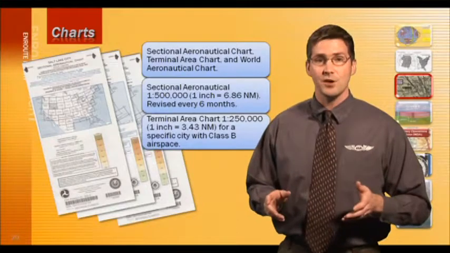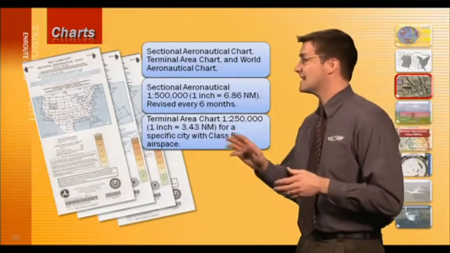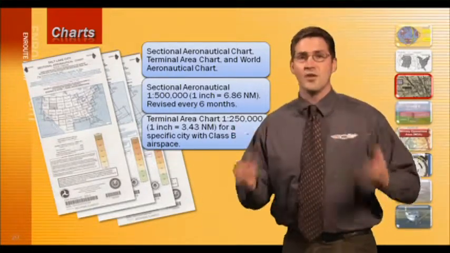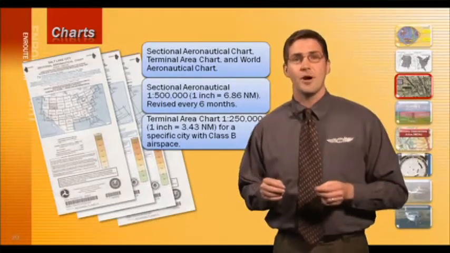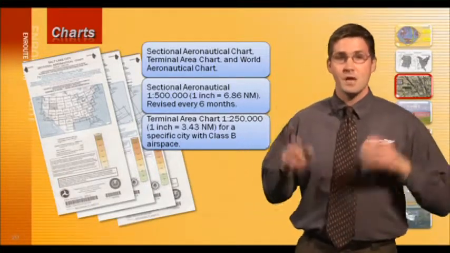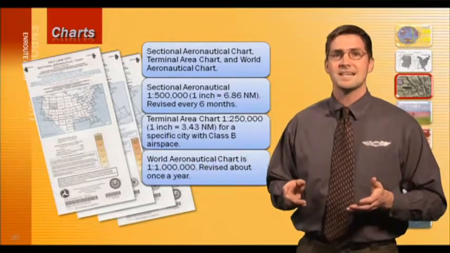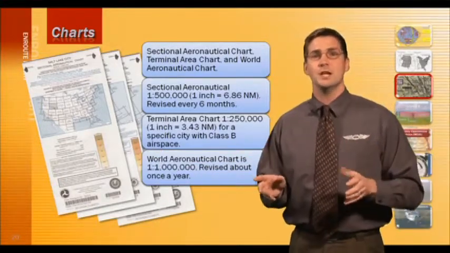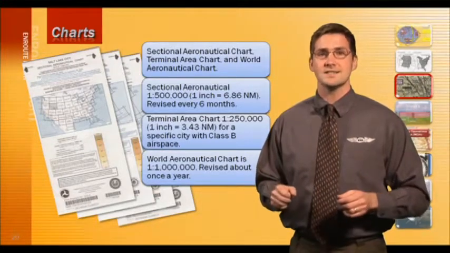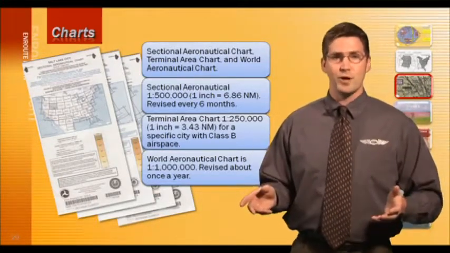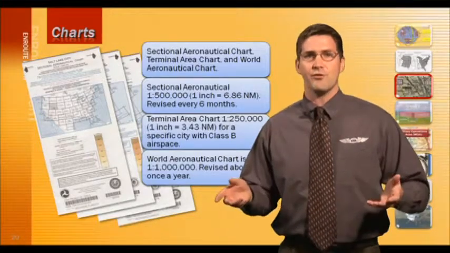Now, these charts are for a specific city with Class B airspace, and in other words, they show more detail than a sectional chart, but they cover a much smaller area. The World Aeronautical Chart has a scale of 1 to 1 million, which is more convenient in faster aircraft that travel long distances. It depicts cities, railroads, distinctive landmarks, and so forth.